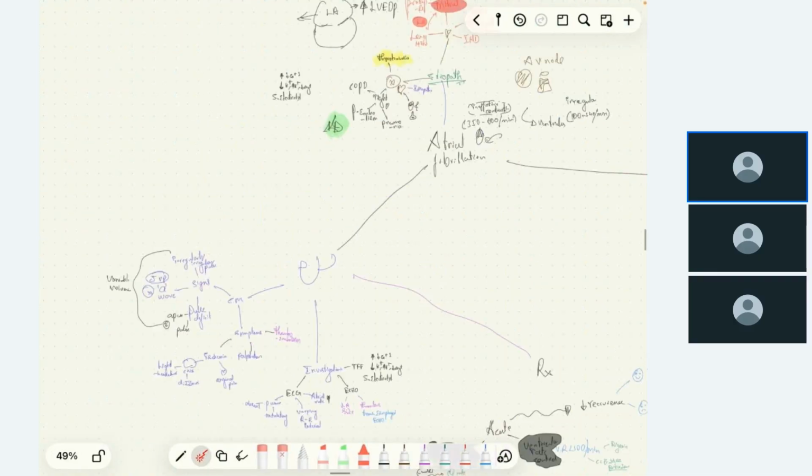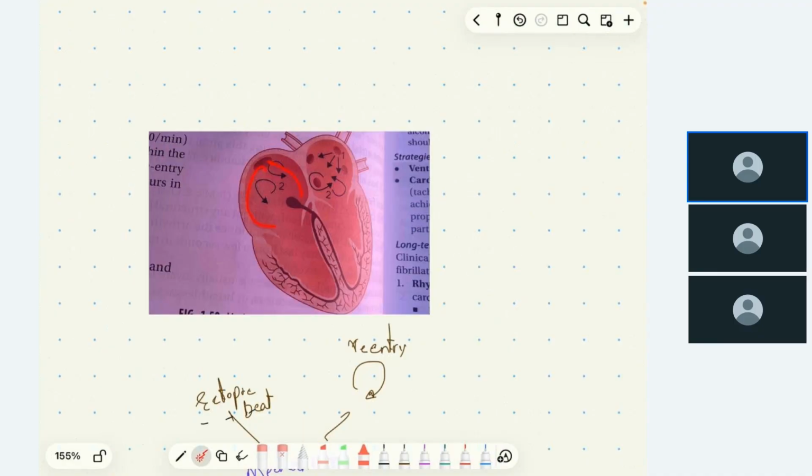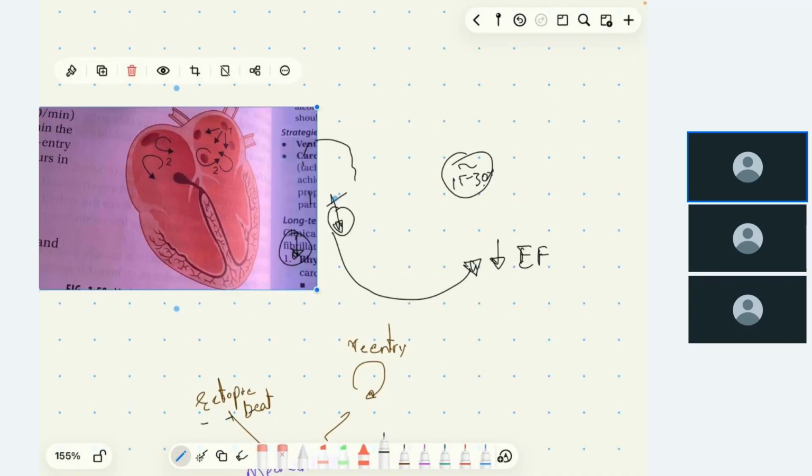The left atrium and right atrium are responsible for around 15 to 30% of the last filling of the left ventricle and right ventricle correspondingly. So when this doesn't contract adequately, there is reduced filling of the left ventricle and right ventricle. This in turn causes reduced ejection fraction, and reduced ejection fraction will result in reduced perfusion.